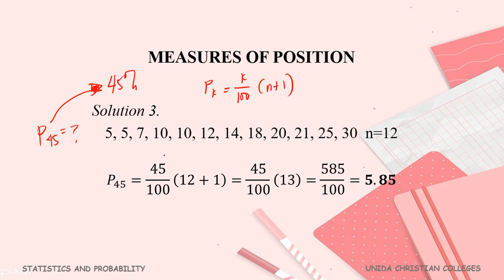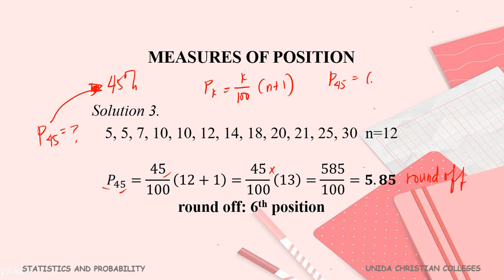Ayan. So, we have here, since you're solving for the 45th percentile, 45 yung K over sa 100 kasi percentile po ang pinag-uusapan. And then 12 plus 1, we have 13. Multiply 45 times 13, that is 585. Divided by 100, we have 5.85. And again, kay Mendenhall, round off. Okay? So, 5.85 round off po. Therefore, your 45th percentile is in the 6th position.